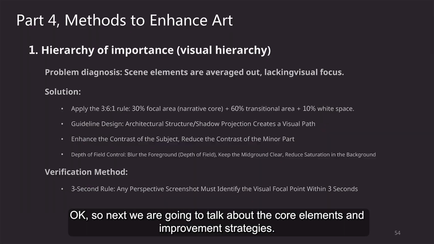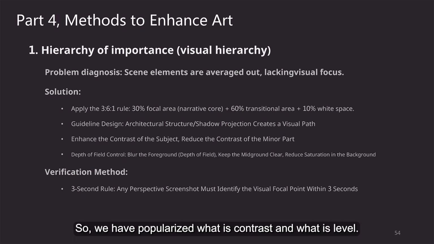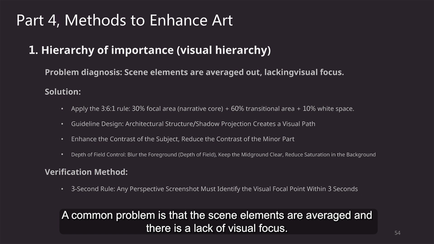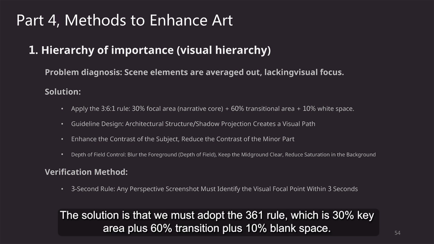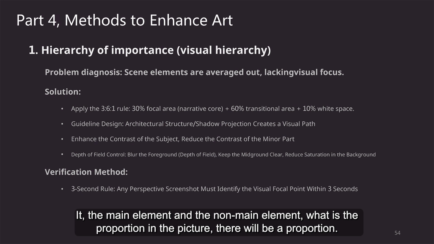Okay, so next we are going to talk about the core elements and improvement strategies. So we have really popularized what is contrast and what is level. Next, we will analyze the contrast and level more deeply. So the first element is the primary and secondary relationship, the visual hierarchy. A common problem is that the scene elements are averaged and there is a lack of visual focus. The solution is that we must adopt the 361 rule, which is 30 key area plus 60 transition plus 10 blank space. You can use this as a reference to tell you that it will have a proportion. In the main element and the non-main element, what is the proportion in the picture? There will be a proportion.